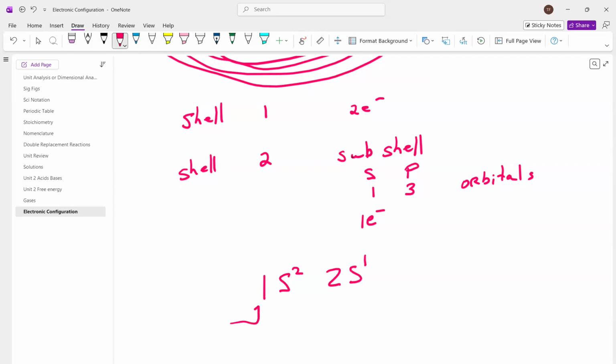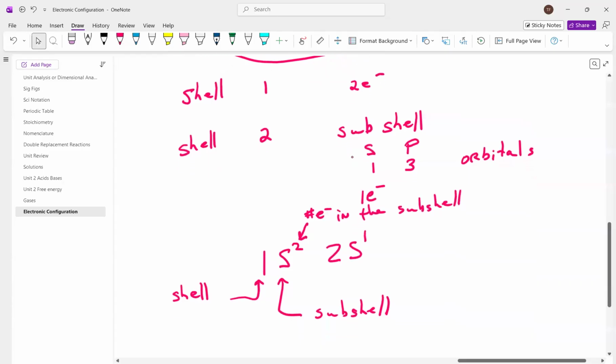Okay, so this is the shell. That's the subshell. That's the number of electrons in the subshell. And notice in shell number 1, there's an S there. Because of the suborbitals, S is more stable than anything. Well, it doesn't have anything else, so it's just plain old S. After that, it's subdivided even more.